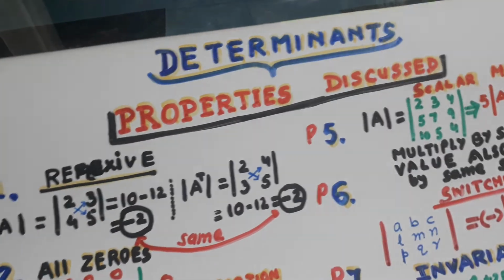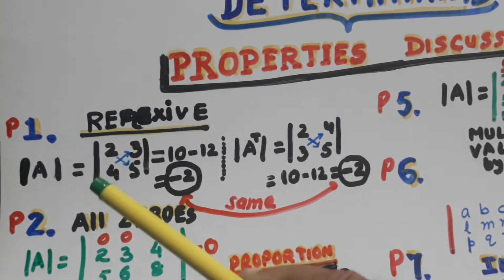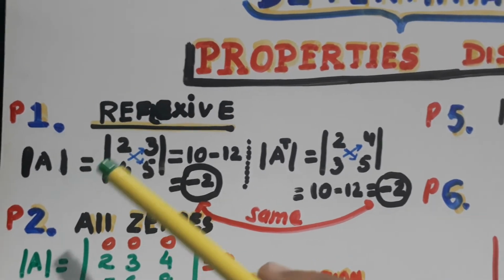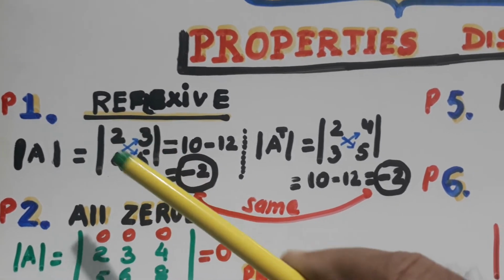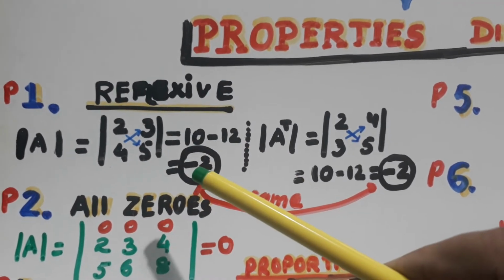Now, property number 1, reflexive. Now I have taken an example. Determinant of A is 2, 3, 4, 5. So its answer is 10 minus 12, that is minus 2.